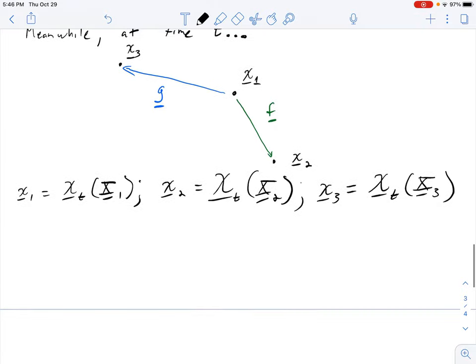All right, well, if everything's nice and differentiable, and we sort of assumed that it is based on establishing all of this, then we know that x2 is equal to chi at t of x1 plus the deformation gradient evaluated at x1 acting on FR, which is of course x2 minus x1.